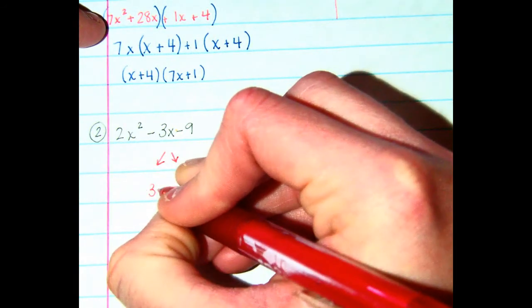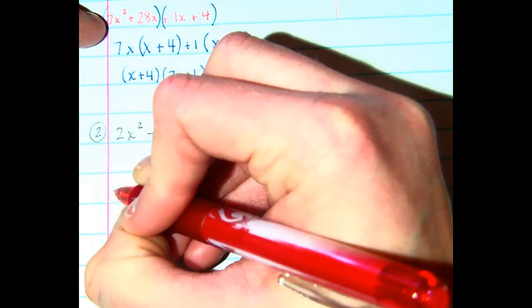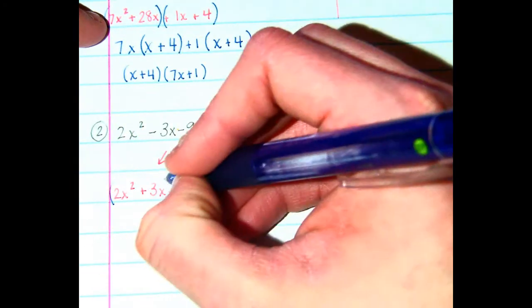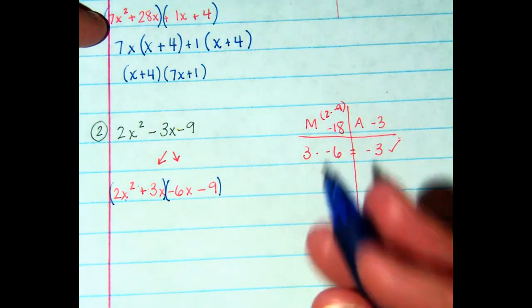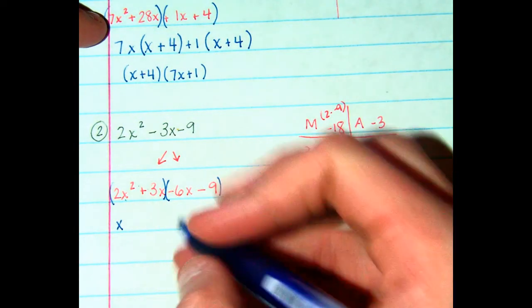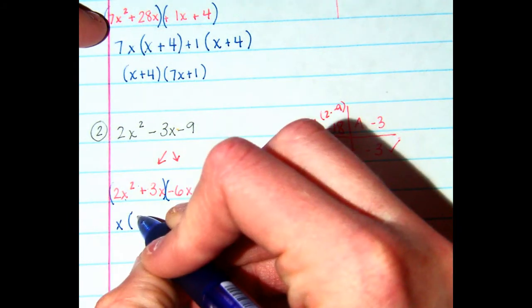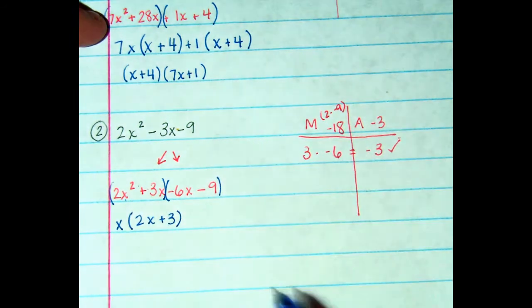So if I write 3x minus 6x and bring everything down, like I said, some of it's going to be a little different. It depends on how you did it. I'm going to put parentheses around it. What will come out of both 2x squared and 3x? X. If you had written the 6 here, it would have been something else. It would be 2x. Yep. What happens when I take out an x? 2x plus 3. What can I take out of negative 6x and negative 9?